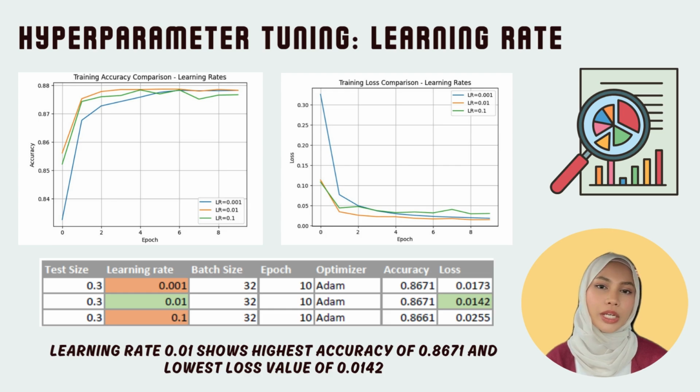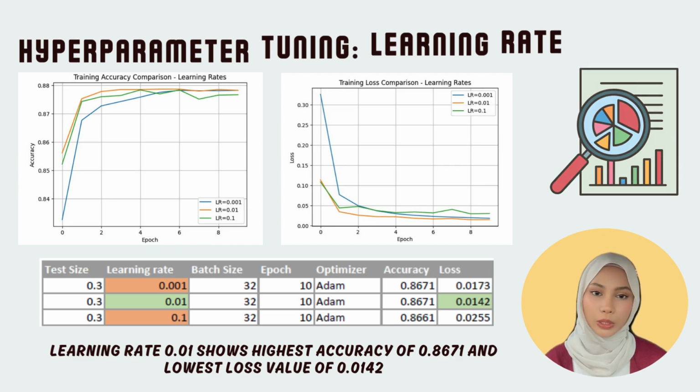The right graph shows the training loss comparison for the same learning rates. A lower loss indicates better performance. Here again, the learning rate 0.01 shows a quick drop in loss and maintains a lower value compared to the other rates. Below the graphs is a summary table that shows the final accuracy and loss for each learning rate values. From the table, we can see that the learning rate 0.01 achieved the highest accuracy of 0.8671 and the lowest loss value of 0.0142, which makes it the most optimal choice among the three.